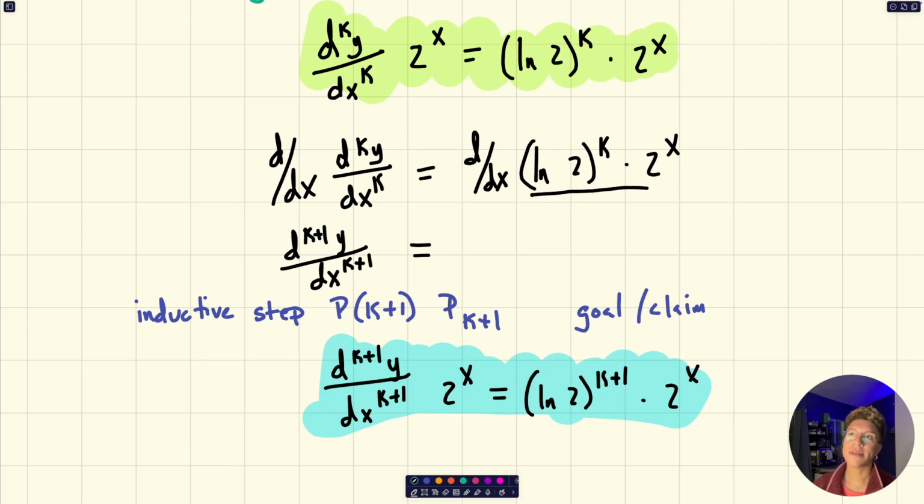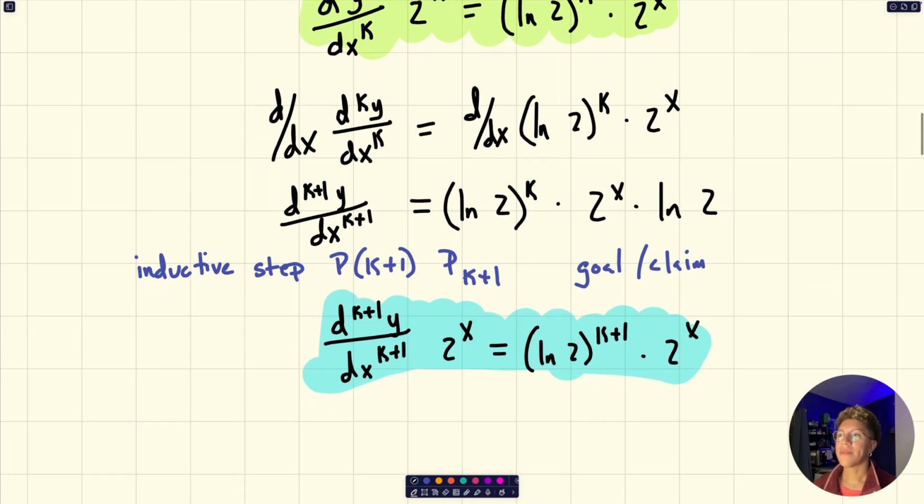As we talked about before, some of this is a constant and some of it's a function. This might look kind of complicated, but we keep in mind that k is just a number, ln2 is just a number, so this comes out front and is not affected by the derivative. Then we take the derivative of the 2 to the x part, and just like before, we know that that's going to be 2 to the x times ln2. And so if we move our goal down a little bit out of the way, we can kind of see that this is true. It does turn into our goal.